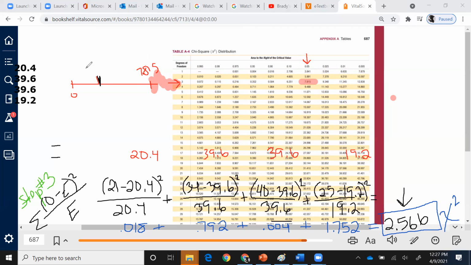Somewhere along the lines right here, you don't have to be specific, but 2.566, it's not in that extreme region. It's not greater than that value. So we cannot reject the null hypothesis.